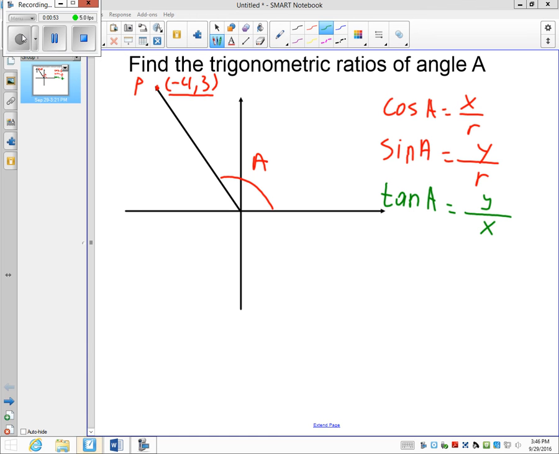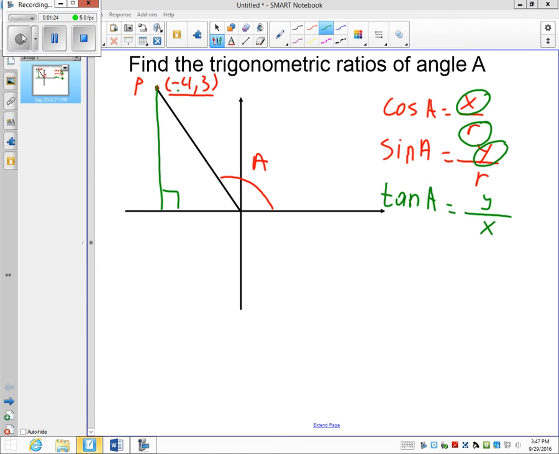All right, now how am I going to figure out what is the value of x, the value of r, and the value of y from the given information? All I have is the coordinates of point P, which are -4 and 3. What we're going to do is take a vertical line from the point P towards the x-axis. By doing so, we're creating this right triangle here, right?